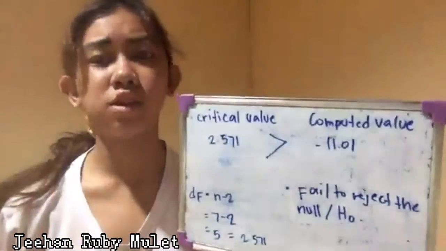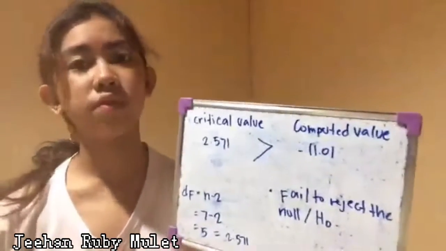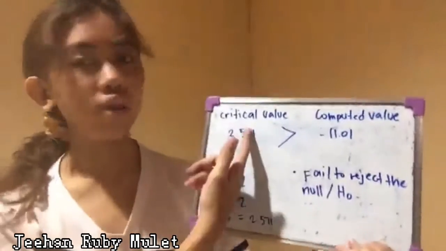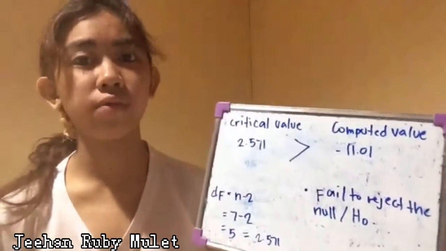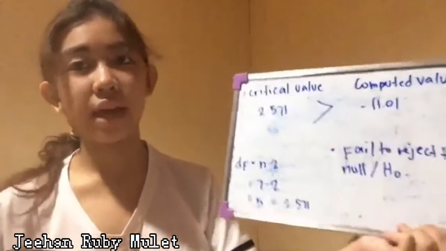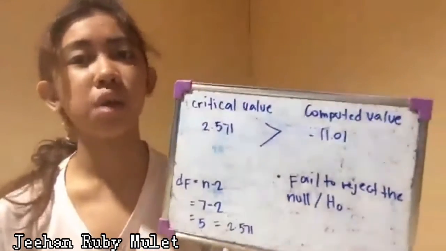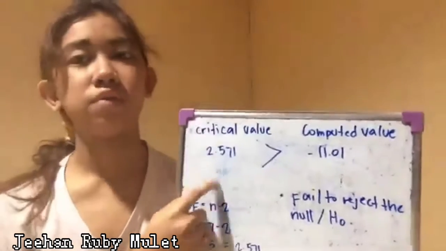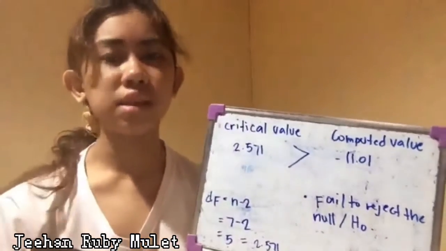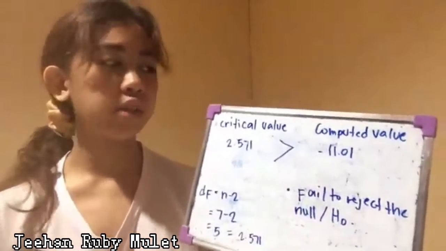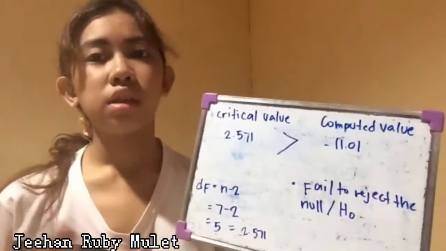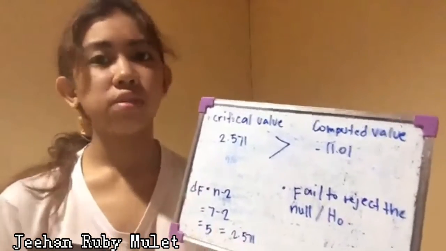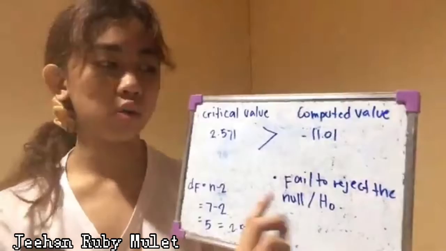In testing the significance of R, we will compare the computed value and the critical value. So for the critical value, we have to find for the degree of freedom first, which is 5. Then using the T table, this problem is also two-tailed. Then as a result, we have our critical value as 2.571 as shown in the T table. Since our critical value is greater than the computed value, the null is failed to reject. Therefore, there is no relationship between the two variables.